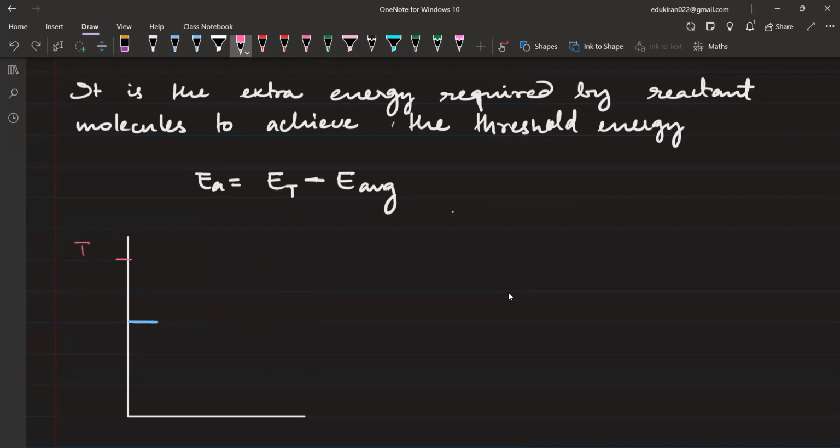ठीक है, this is the threshold energy. So the reactant molecules have to increase their energy. Then their energy will increase, it will reach the threshold energy. उसके बाद रिएक्शन होगा and then रिएक्शन के बाद फिर आपको प्रोडक्ट मिलेगा.